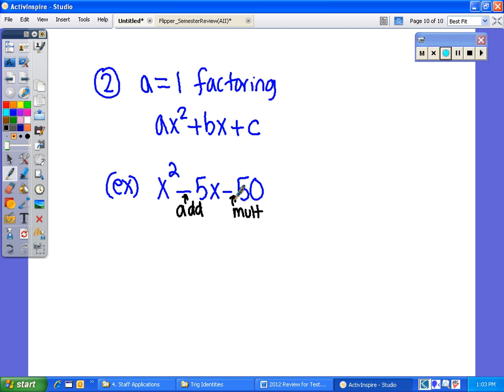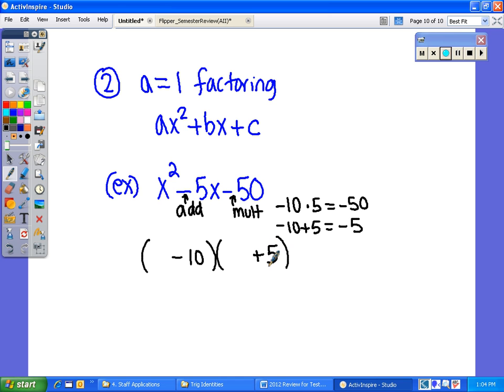So you think about your factors of 50. Well, I know 25 times 2 wouldn't work. 10 times 5 might work if I make one of the answers negative. So if I have 10 times 5 and I make 10 negative, I get negative 50. And if I add them, negative 10 plus 5, I get negative 5. So those are my factors. So you go negative 10, positive 5, and then the x comes here, and that's how you factor.